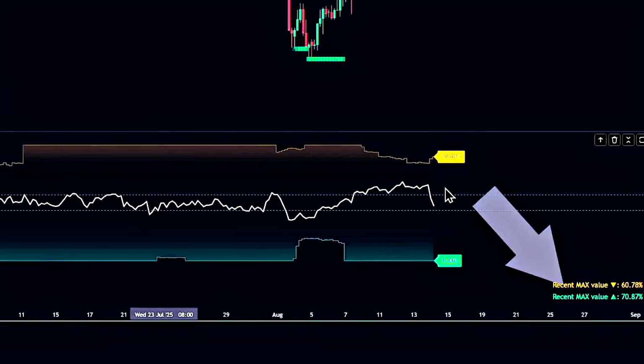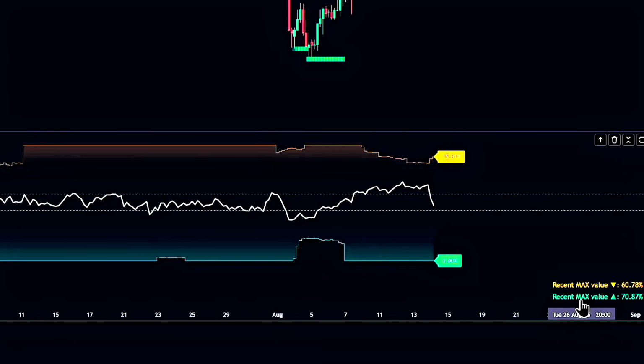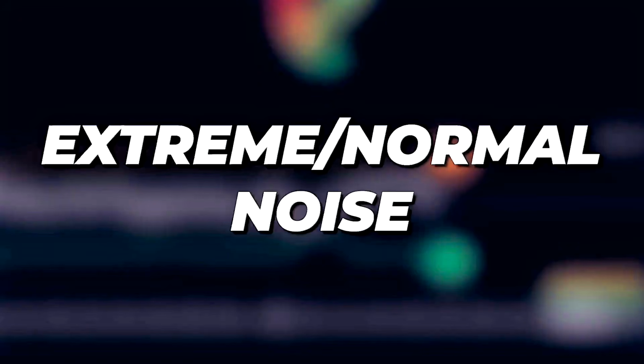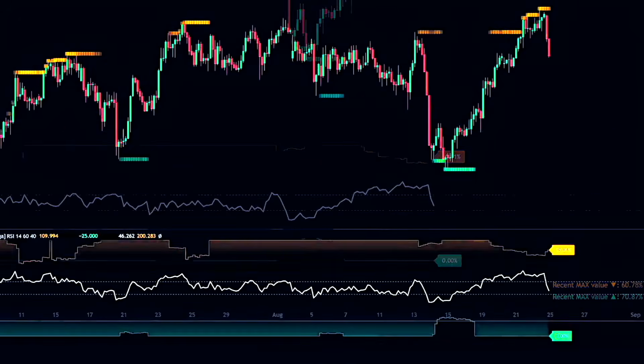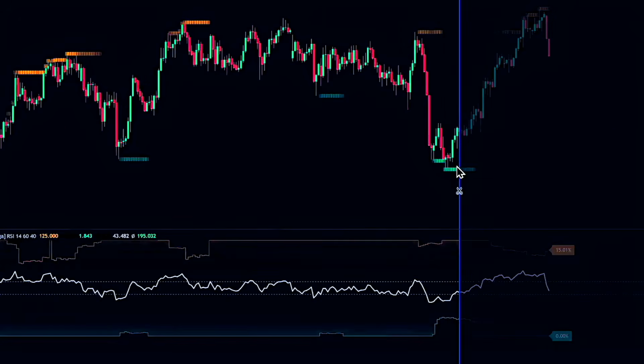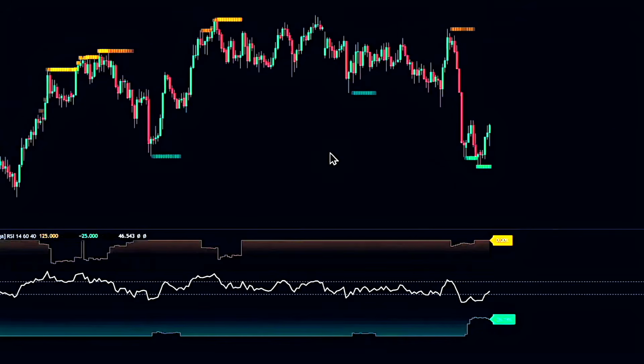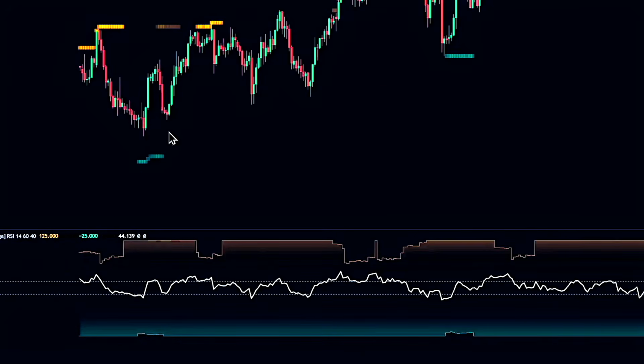Third, there's a small dashboard in the corner that tracks recent maximum probabilities in each direction, helping you see whether the current reading is extreme or just normal background noise. When you put it all together, the chart stops being a guessing game. You can see stretch, direction, and context all at once.